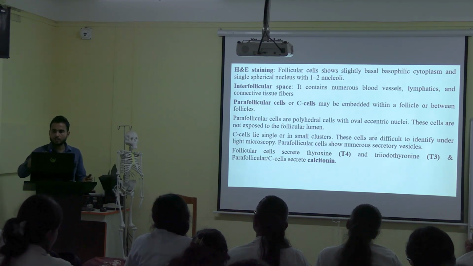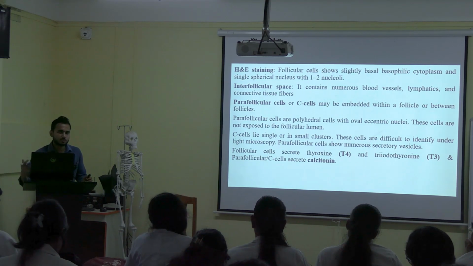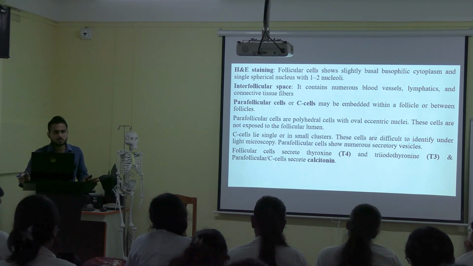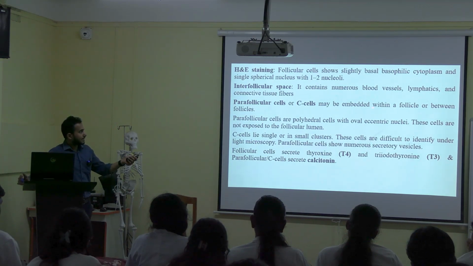In between the follicles, the space which is there, that is called interfollicular space. Okay, what is mainly present in it? Connective tissue, blood vessels, nerves, lymphatics. Along with that, a special type of cells are there, and those are called parafollicular cells or C cells. Okay. So see, they are embedded within a follicle or between the follicles.